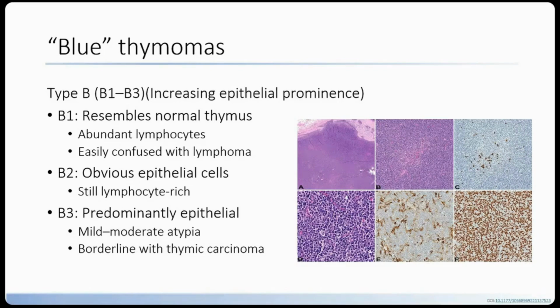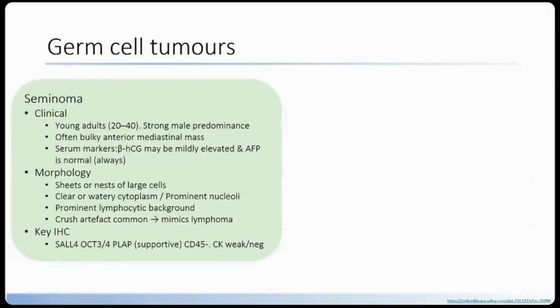So you've got a bit of epithelial atypia, there's very few lymphocytes, and you may in some cases be starting to think about, could this be a thymic carcinoma? And that's how I approach thymomas from that perspective. So in the interest of time, we're just going to skip on to talk a little bit more about the other things that can present as small blue cell tumors.